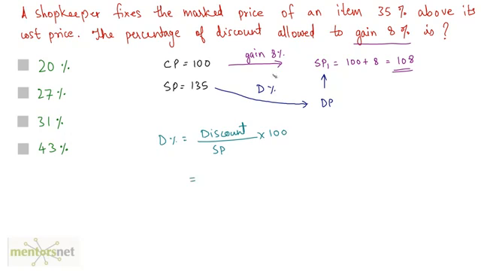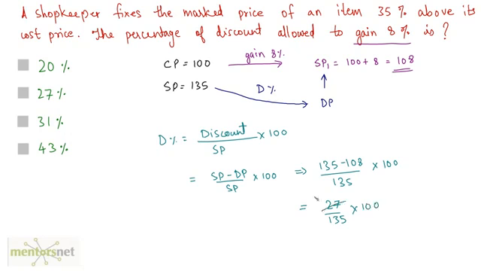Discount is selling price minus the discounted price. So selling price minus discounted price upon the selling price times 100. So this can be written as selling price 135 minus 108, which is the discounted price, divided by 135 times 100. So 135 minus 108 is 27 by 135 times 100. So 9 times 3 is 27, and 9 times 15 is 135, and 3 times 5 is 15. So this is equal to 100 by 5, and that is 20%. So the correct answer is option A.